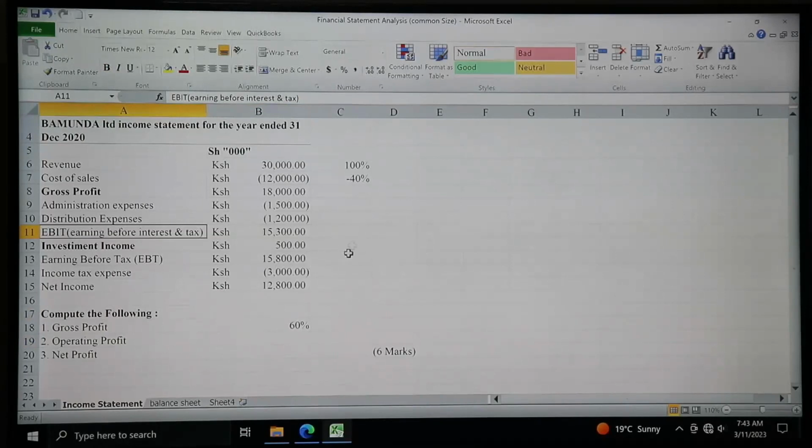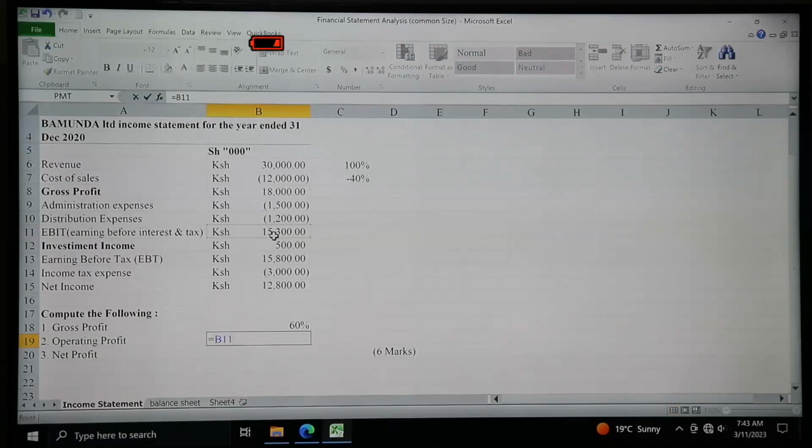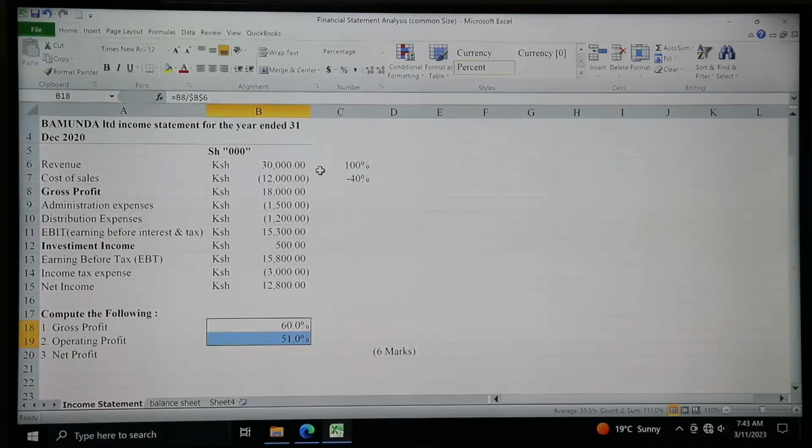You know what this one means? You take that amount, the earning before interest and tax, then you divide by the revenue, then of course you have to set this on percentage, and it will give you 51%. We said when you are given these values, it's always important to set them at least to one decimal place, because we may have a different value to the right of the decimal point, which may change our value. So either give it one or two decimal places.